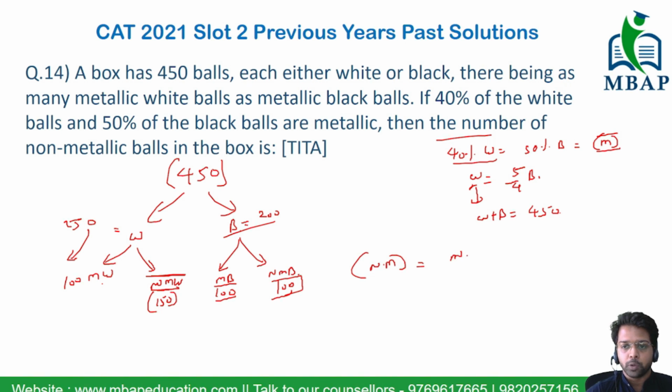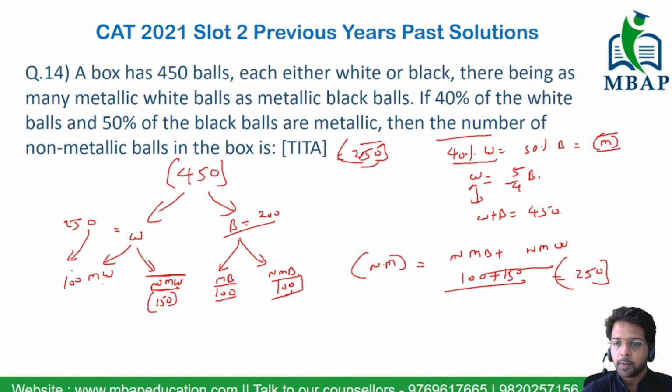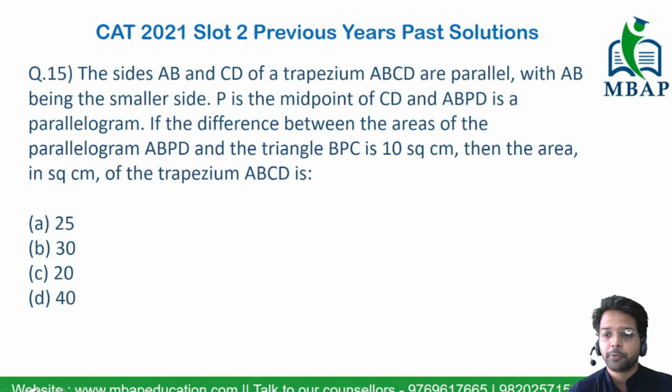So the total count will be non-metallic black plus non-metallic white, which is 100 plus 150, equivalent to 250. And hence, the answer for the given question is as simple as 250 balls which are non-metallic in the box. It was quite an easy question, and I'm sure all of you can understand the way of solving it. Let's have a look at question number 15.